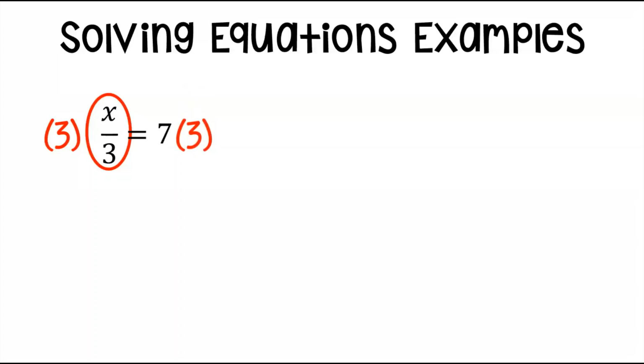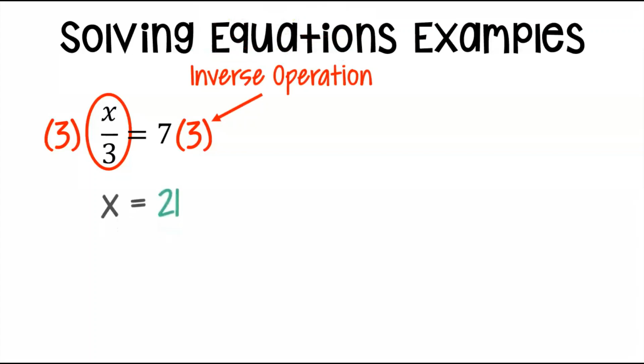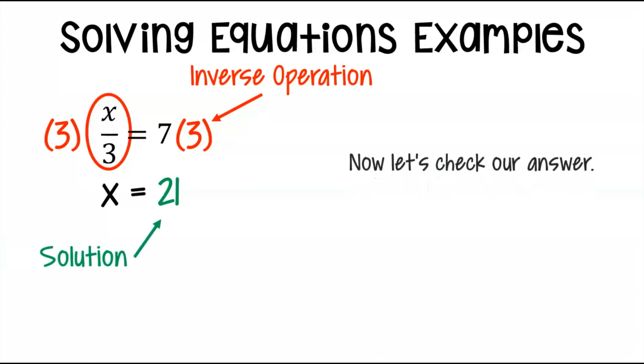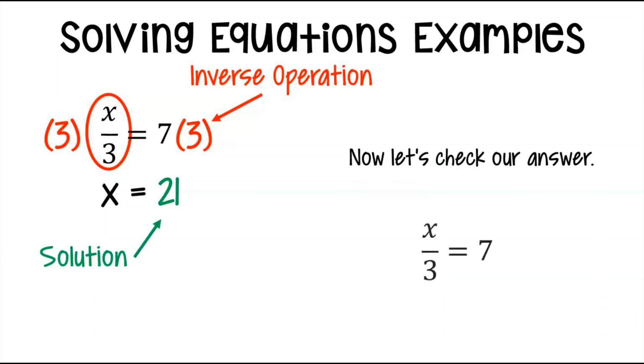And notice that I used parentheses here. Remember that we don't have to use an x or a dot. There's lots of different ways to represent multiplication. One of them is by putting parentheses around a number, indicating that we're going to multiply. When we do that, that is the inverse operation step. And then we find that the left side becomes x because we've undone what happened to it. And 7 times 3 is 21. That's our solution. Now we want to check our answer. So we start with the original equation. We substitute 21 in where x was.